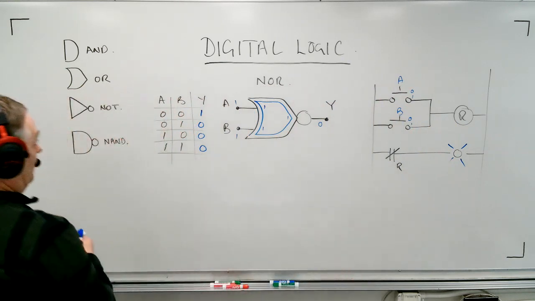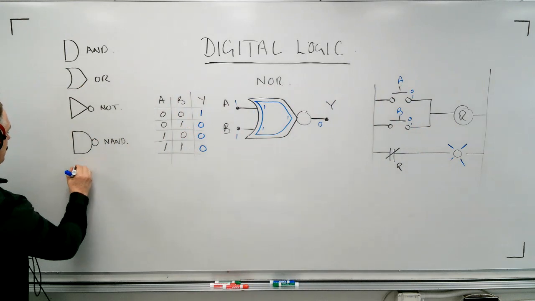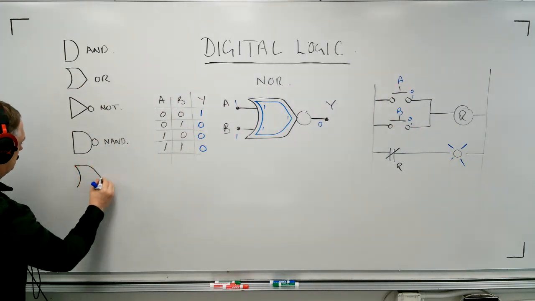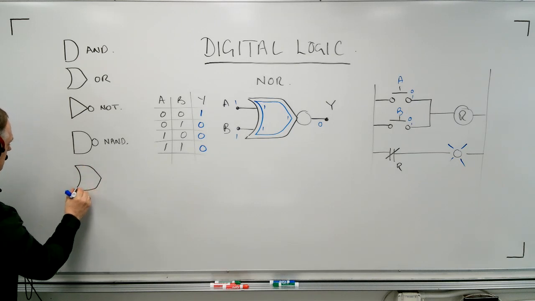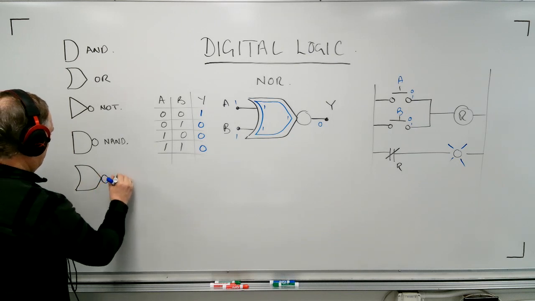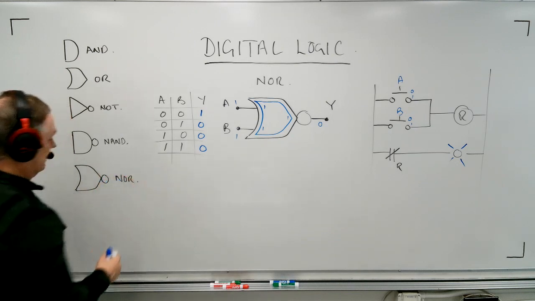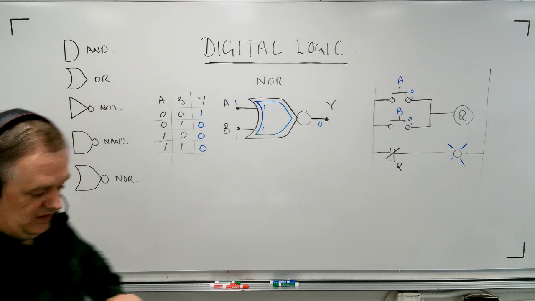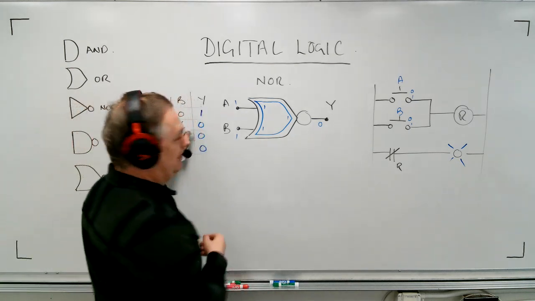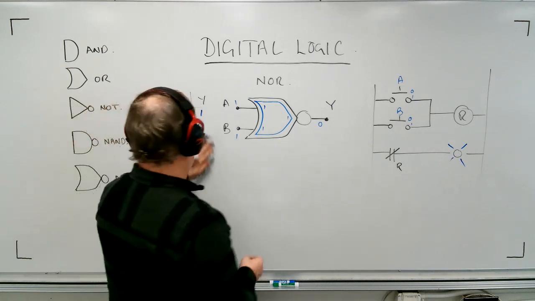See them all together. Now, what do we have? We're up to the NOR. Okay, this is the invert and this is the NOR. Now we're getting close. There's not much more to do. These are the basic building blocks. These are the building blocks of digital logic circuits, okay?